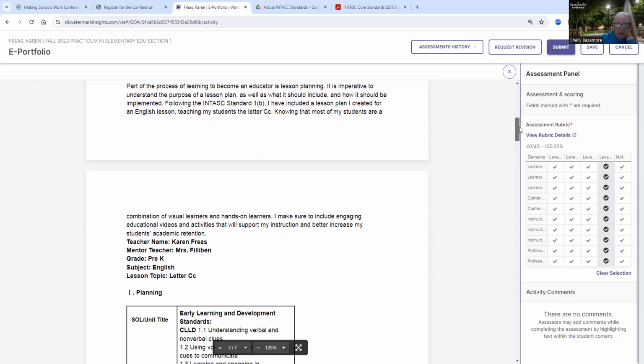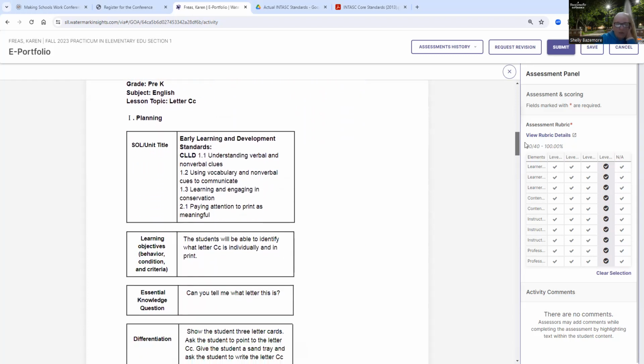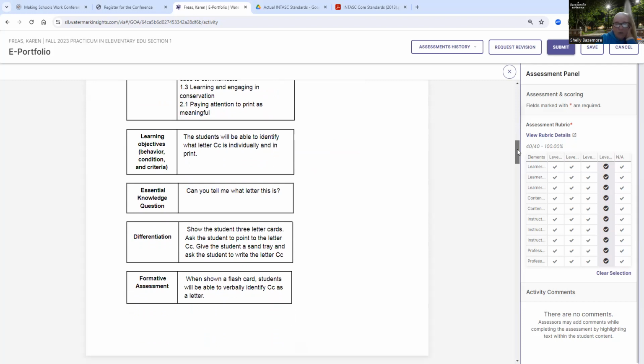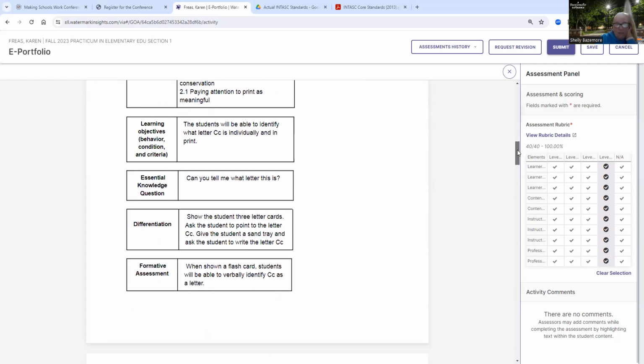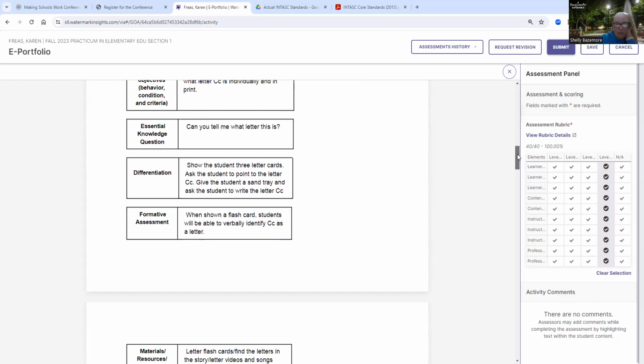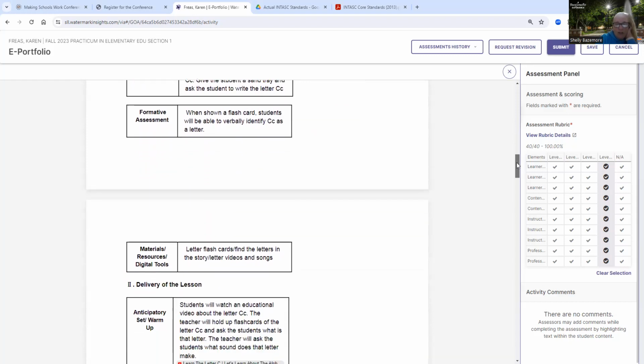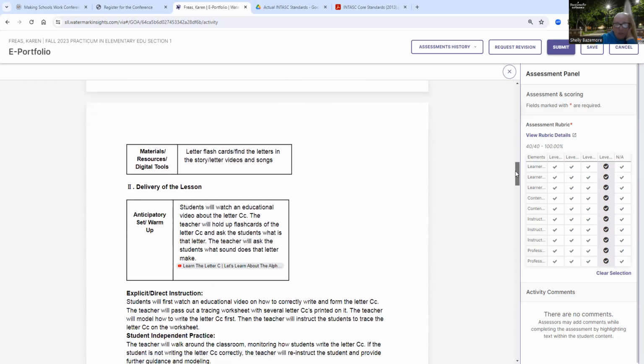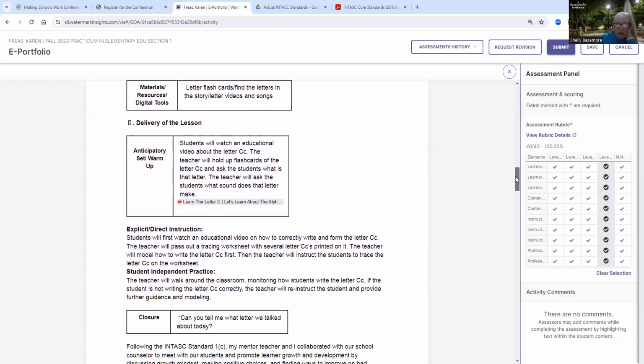Okay, so this is her actual lesson plan based on the lesson plan that VSU has approved to be used. Now, she could have used the lesson plan from Amelia if she had wanted to, since she's from Amelia, but she used our lesson plan.